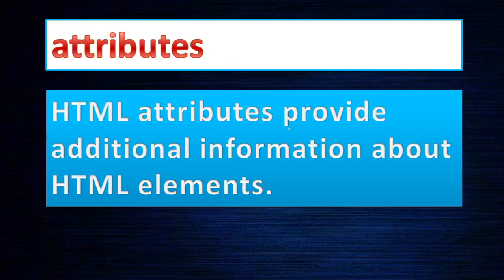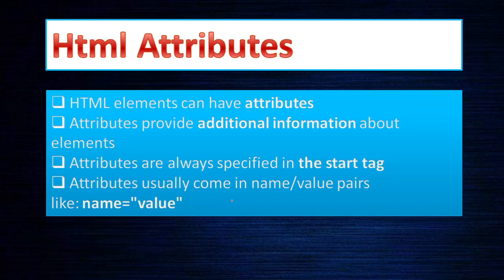Attributes. HTML attributes provide additional information about HTML elements. This we have already seen in the image tag. In the image tag, img is the tag, and an important attribute is src. Src is source, so where is the file? That file you have to specify. Now this is the attribute. So here also we have attributes for tables. We'll understand what the table attributes are.